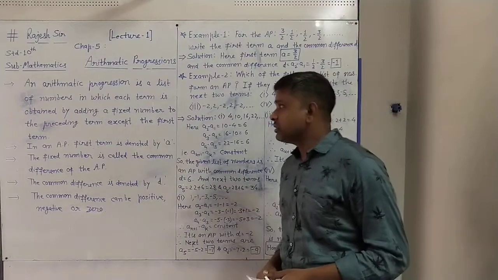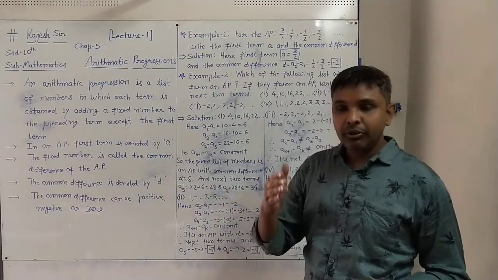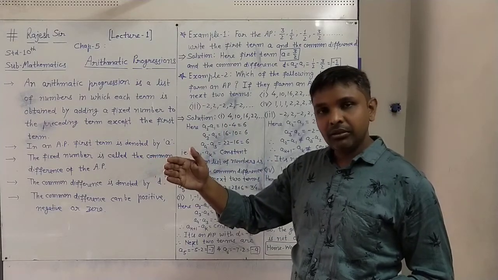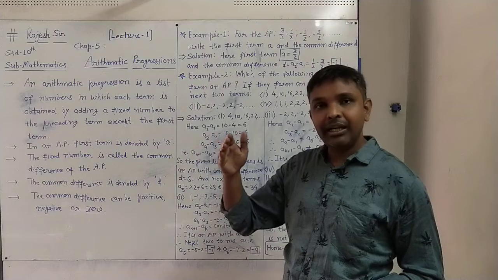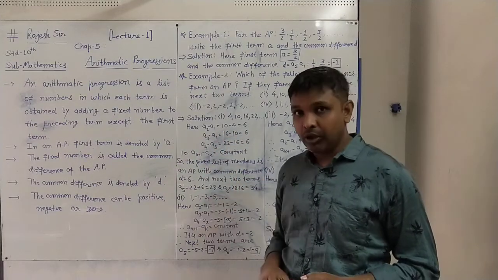Here the definition is that it is a list of numbers, and if you want to find any number in between, in that list, if you add some fixed number to the previous term, you will always get the next term.